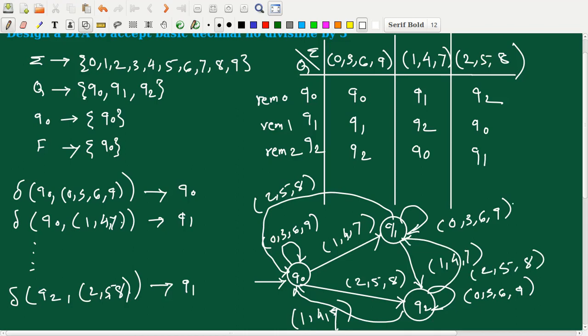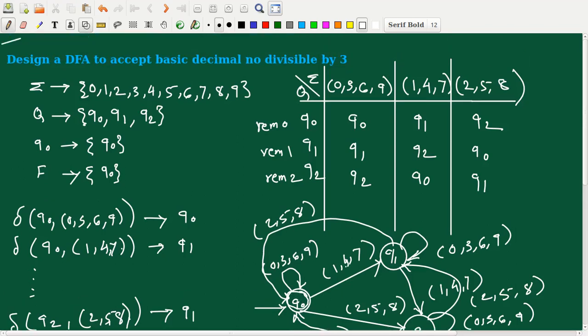So this is the state transition graph for this problem, and q0 is the initial state as well as the final state. So we show it along with the starting arrow, as this is the initial state, and as this is a final state, we show it with a double circle. That's all for this problem, which says design a DFA to accept a basic decimal number divisible by 3.